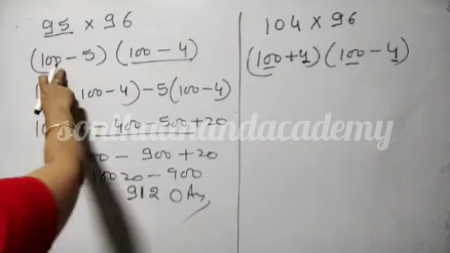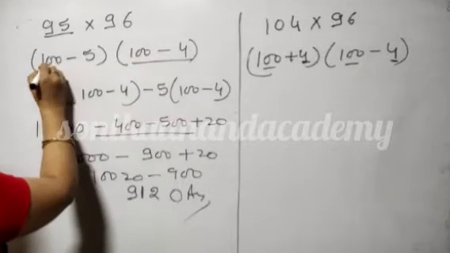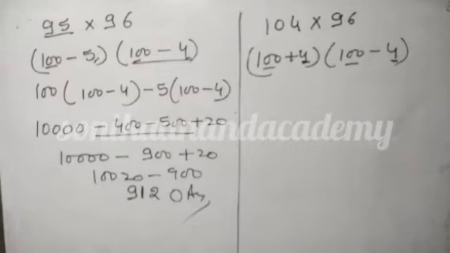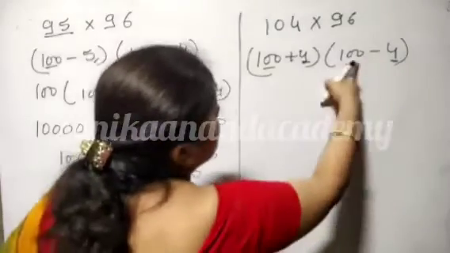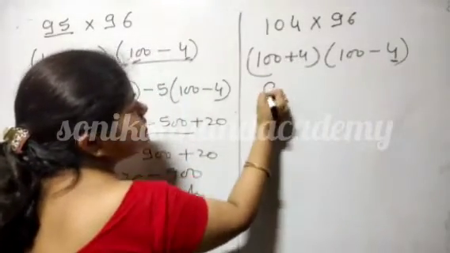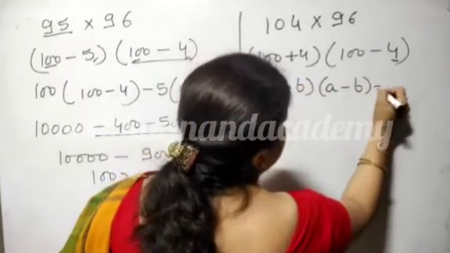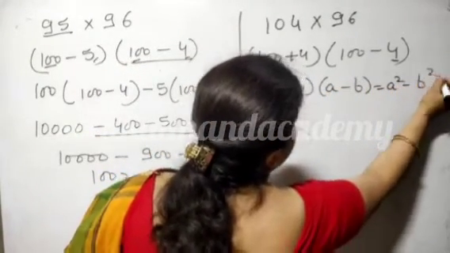And here I will not be able to apply the identity because these are different cases. When all the digits are the same, repeated, then we can use the identity very easily. It becomes the format (a plus b)(a minus b), which is equal to a square minus b square.